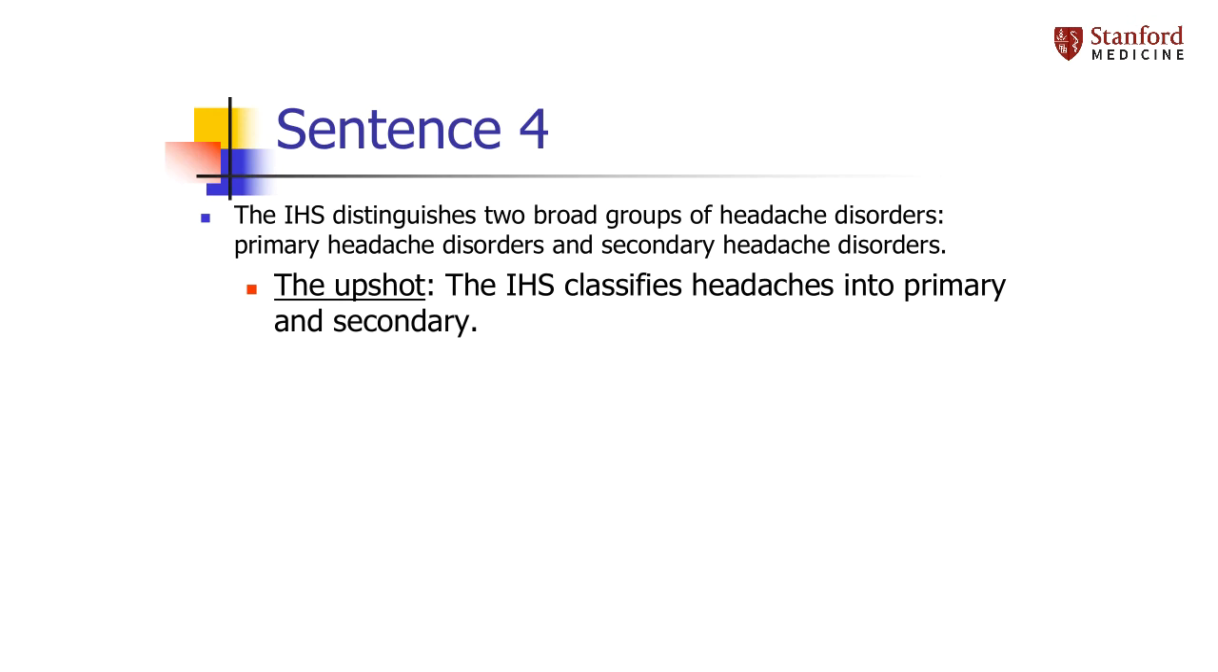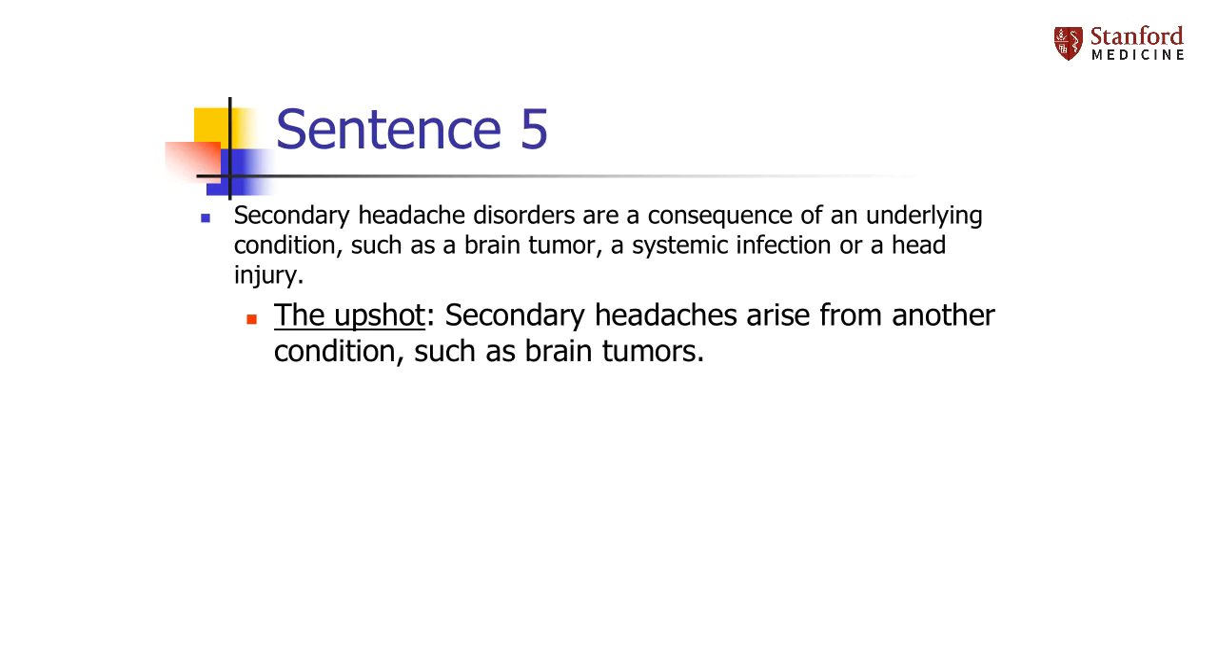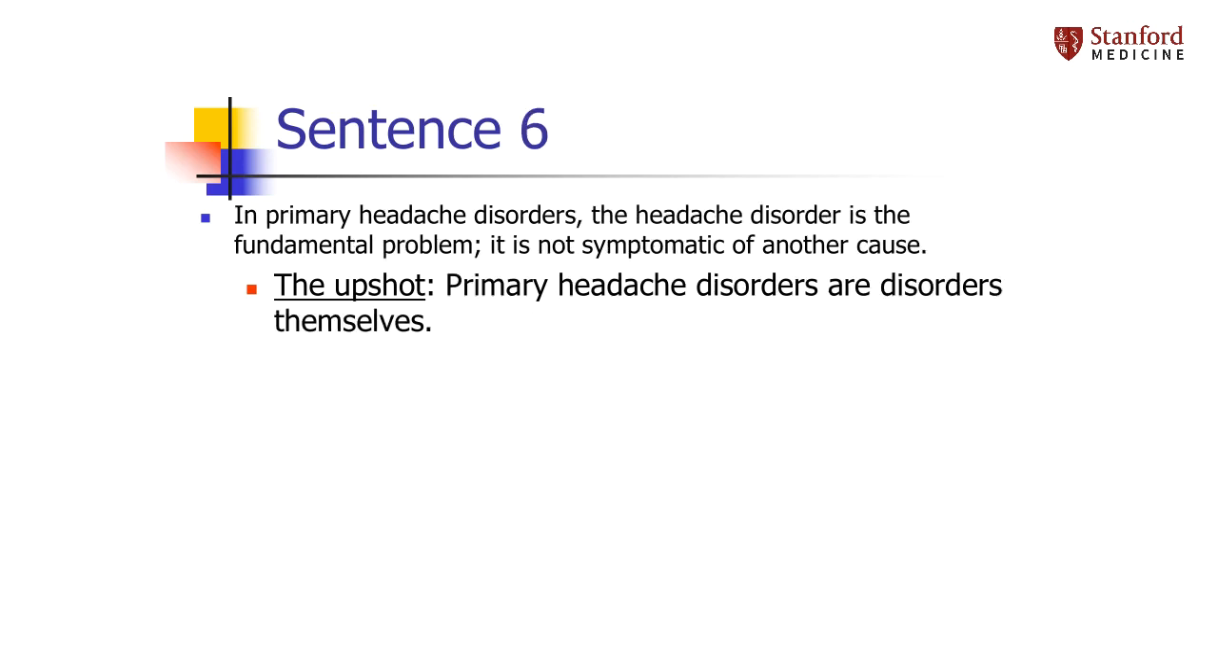Then we get, the IHS distinguishes 2 broad groups of headache disorders, primary headache disorders and secondary headache disorders. Well, that boils down to the International Headache Society classifies headaches into primary and secondary. Then we get secondary headache disorders are a consequence of an underlying condition, such as a brain tumor, a systemic infection, or a head injury. Okay, that boils down to secondary headaches arise from another condition, such as brain tumors.